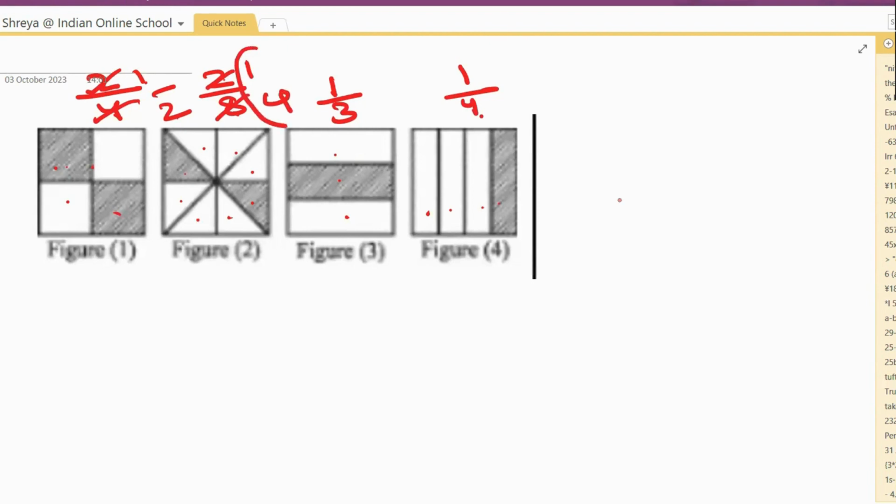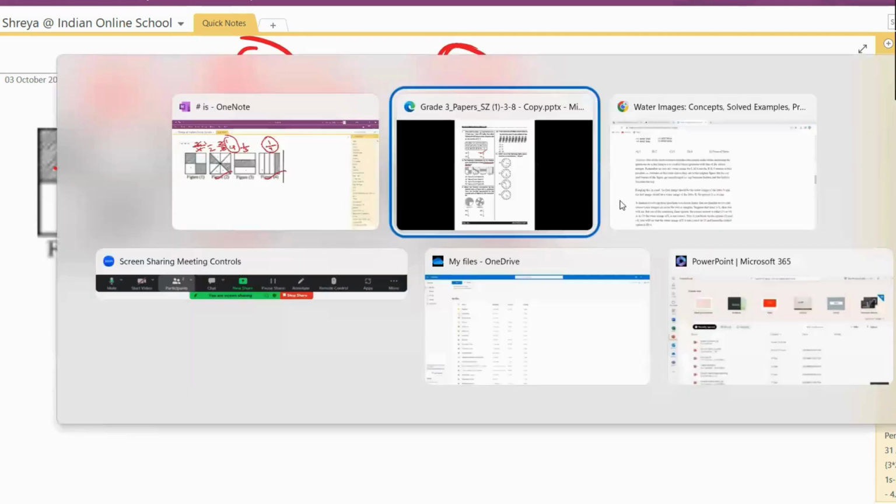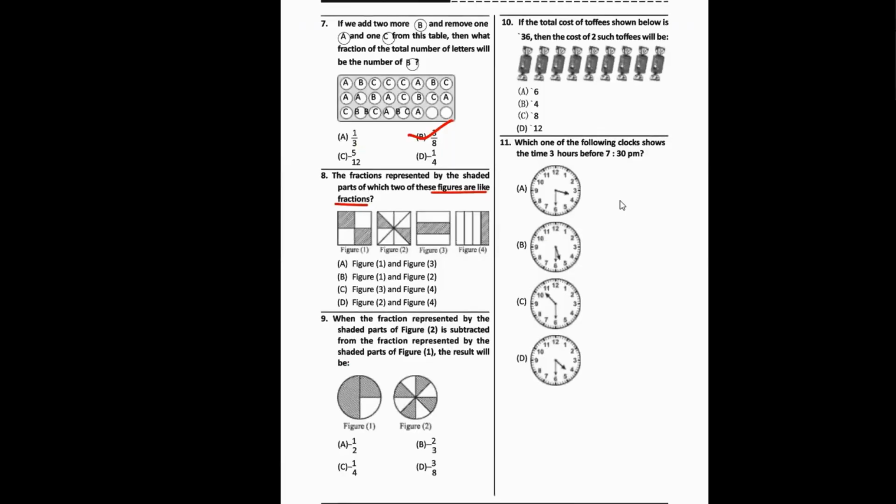See, this one also becomes 1/4, and this is also. Figure 2 and figure 4 are showing the equal like fraction, equal shaded parts. So figure 2 and 4, that's my answer. Okay, everyone.